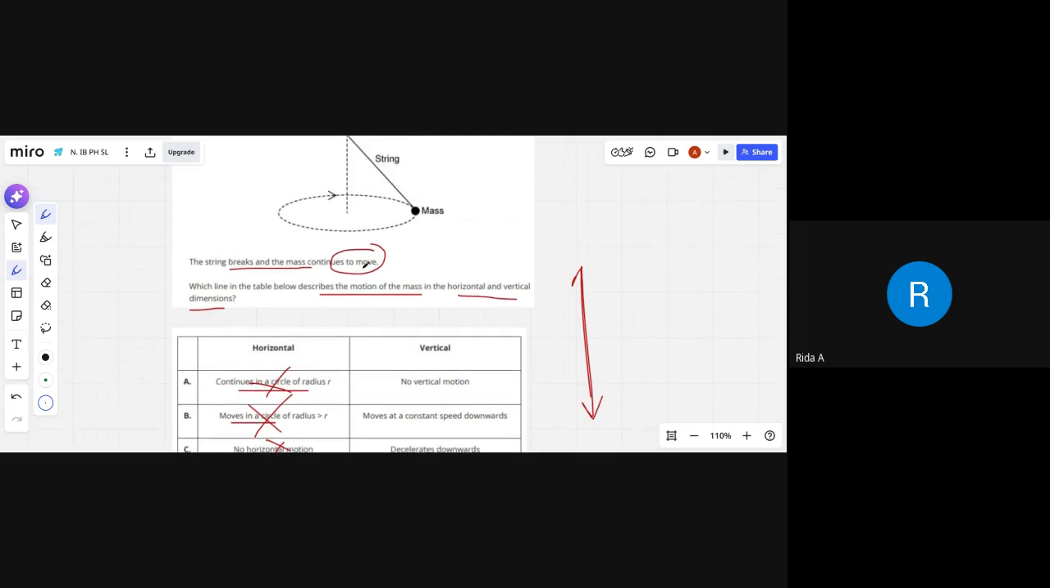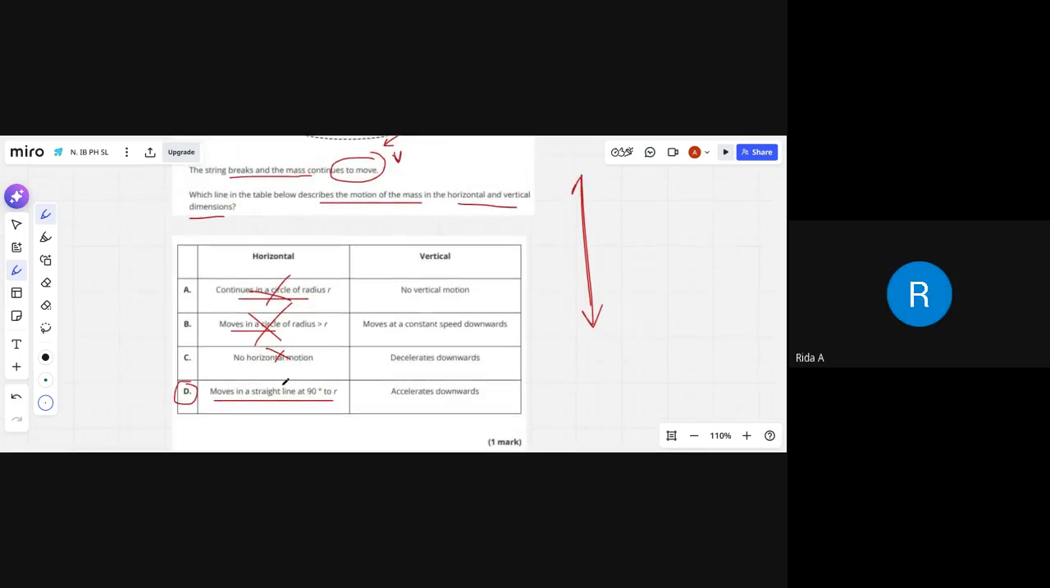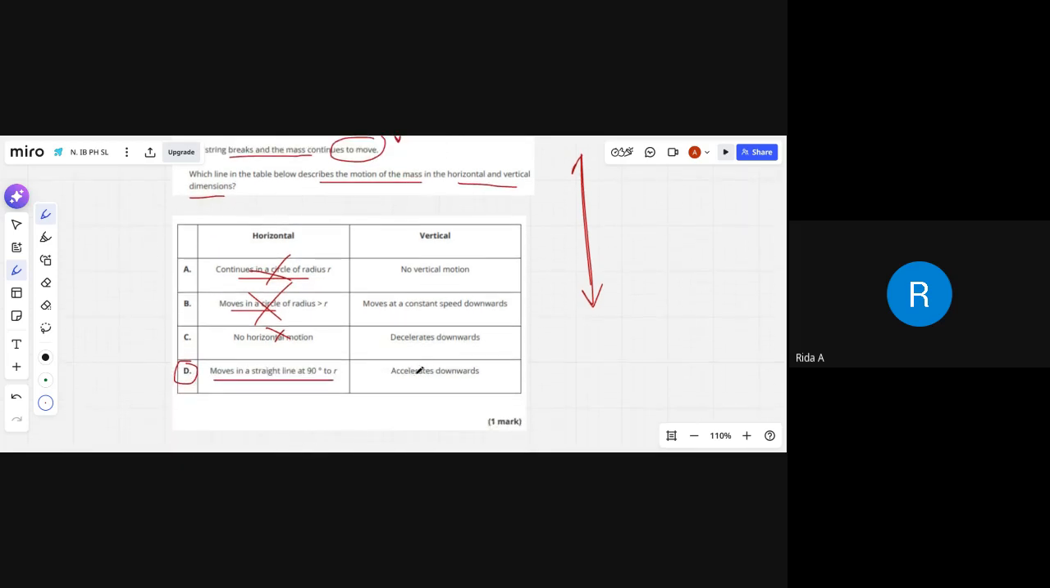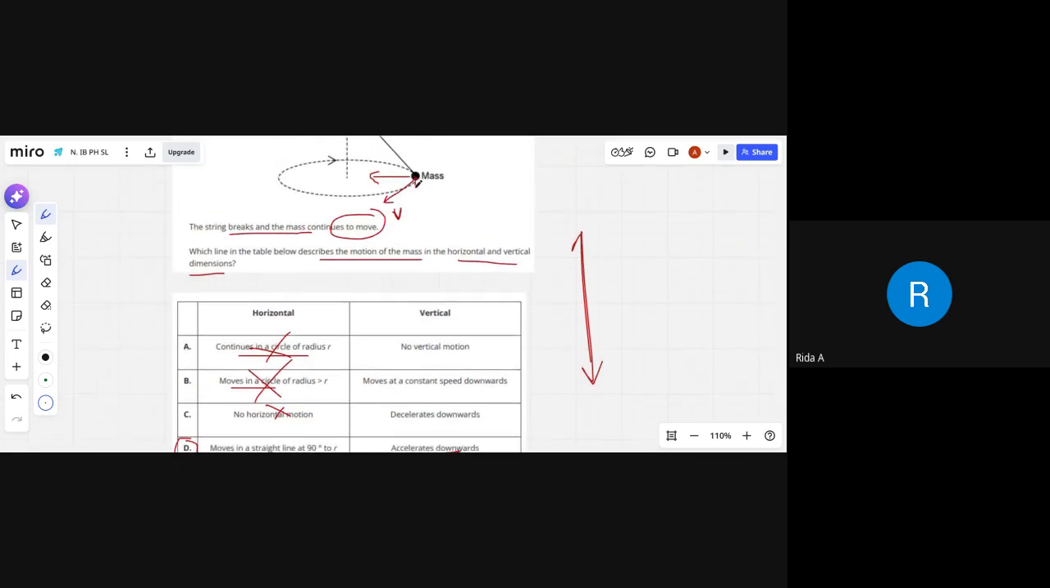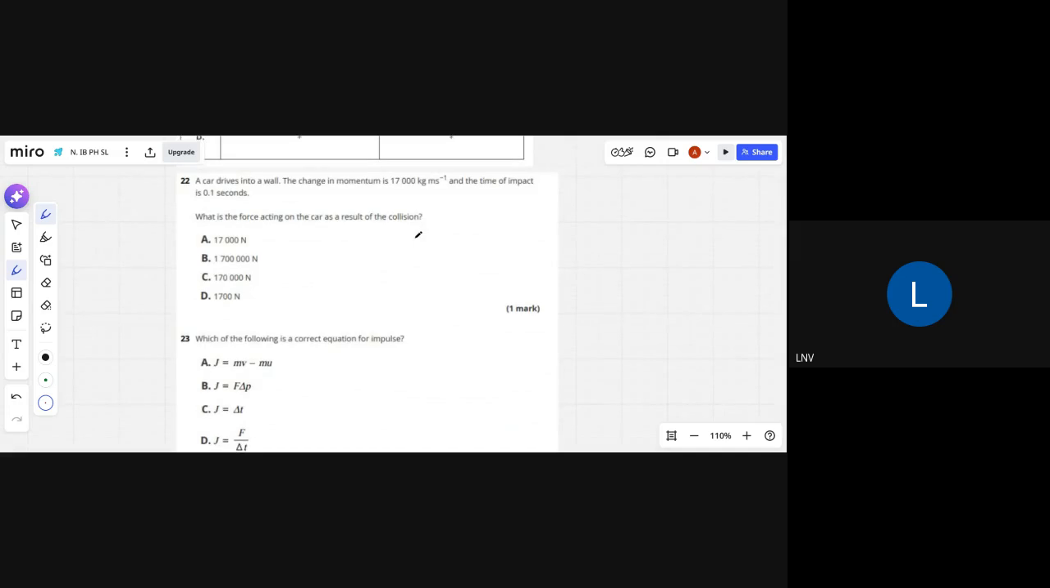Just remember that whenever your centripetal force disappears, if the string breaks, there's no more centripetal force. If the centripetal force disappears, the object will move tangential to the circle. So it moves in a straight line at 90 degrees. A tangent to the circle is always at 90 degrees to the circle. And it accelerates downwards. Of course, we know it's going to move down like that. So it accelerates down like that. All good?